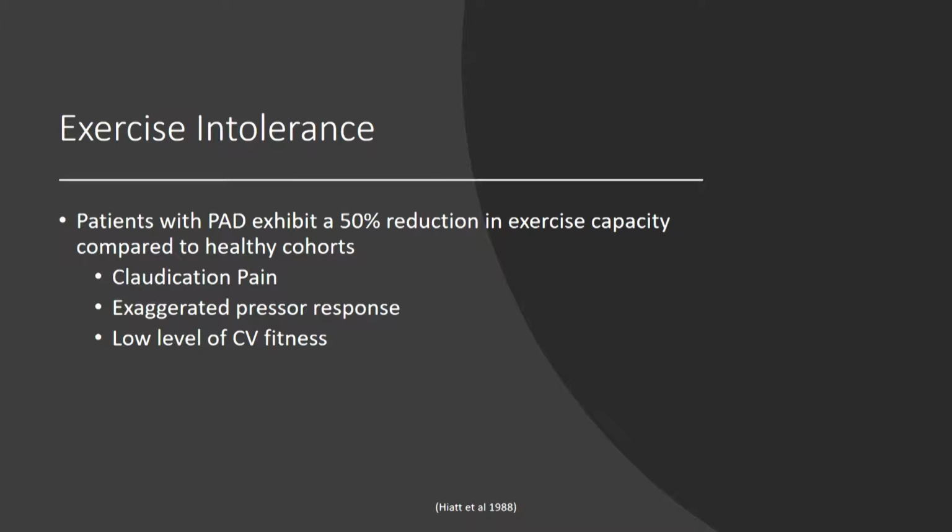The first is the primary symptom called claudication, which is pain in the calf that results from an insufficient blood supply to the working muscle during walking. Also, these patients have an exaggerated blood pressure response, or pressor reflex, during exercise, which limits their ability to exercise. And they have very low levels of cardiovascular fitness, and the direction of that is bidirectional.